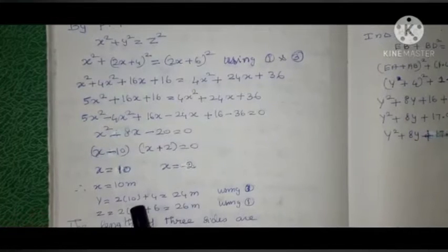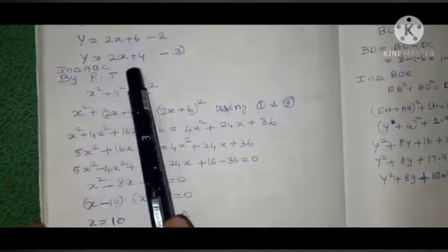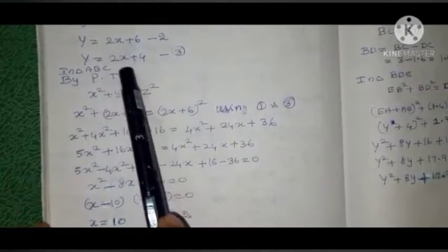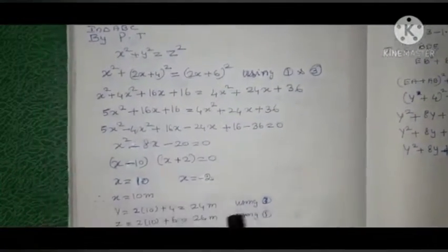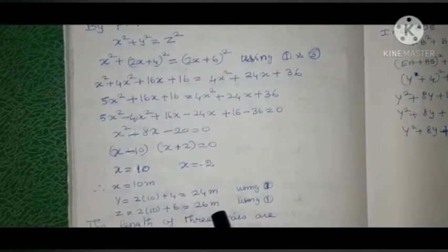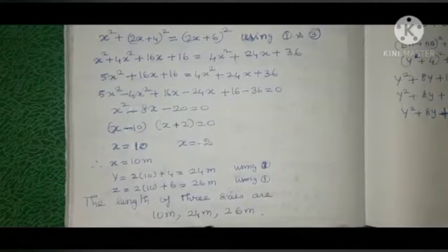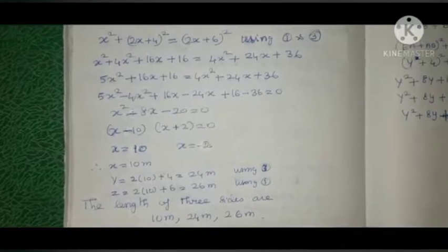y is equal to 2 into 10 plus 4, that is 24. I am using equation 3, y is equal to 2x plus 4. Substitute x is 10, we get 24. Then z is equal to 2 into 10 plus 6, that is 26 meter, using equation 1. The lengths of the three sides are 10 meter, 24 meter and 26 meter.